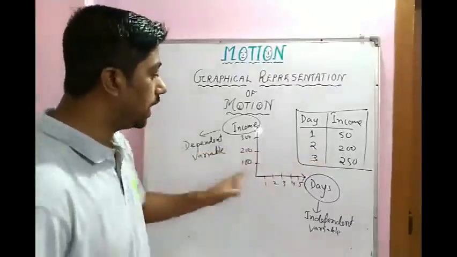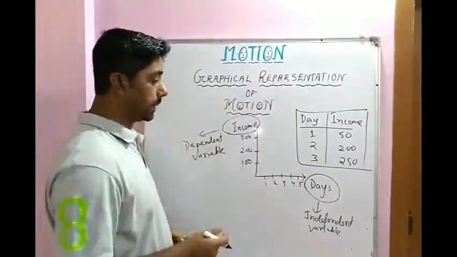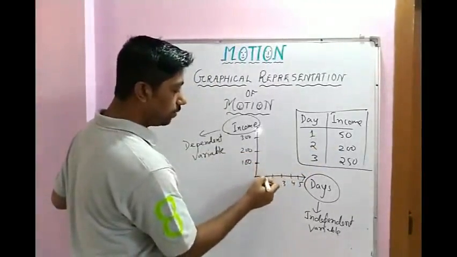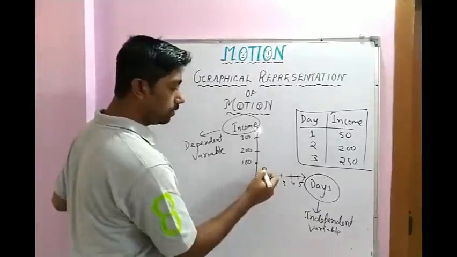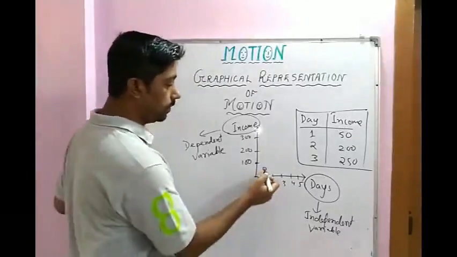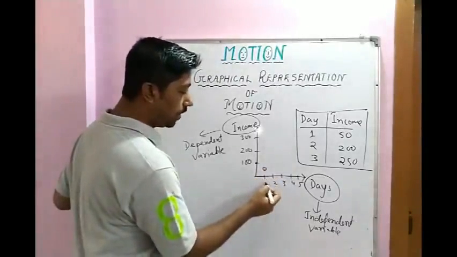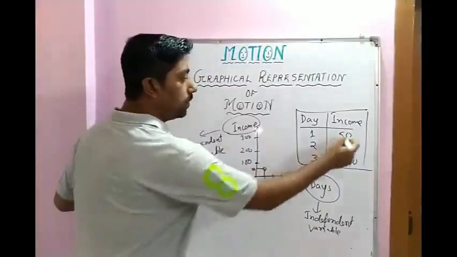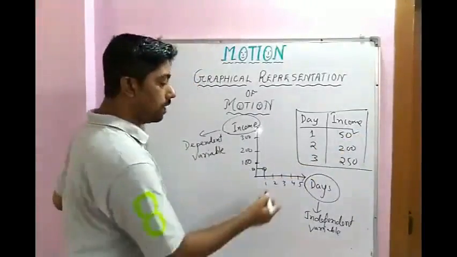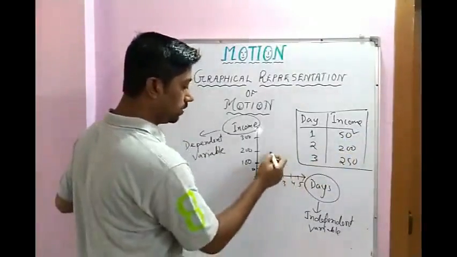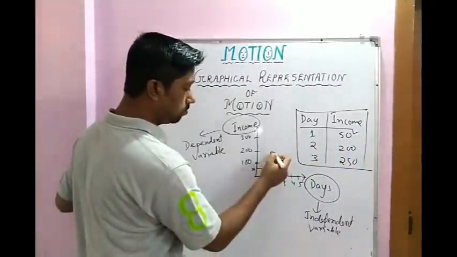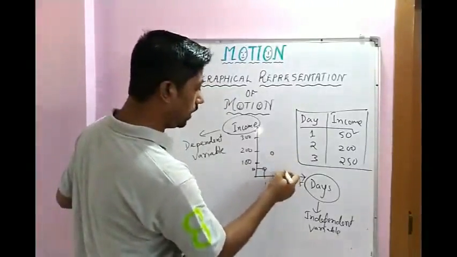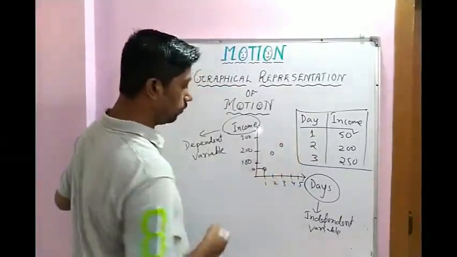Now let's plot this data on this graph. First day, 50 rupees. From here to here it is 100, so 50 rupees means somewhere in the middle. This is a point corresponding to number of days 1, and the corresponding data is 50. Why 50? Because this is the data set. Second day we have 200, so the point is here. Third day is 250, somewhere here.